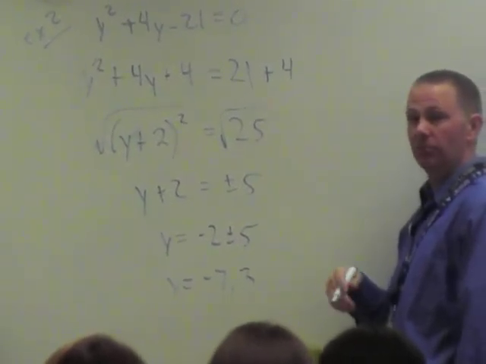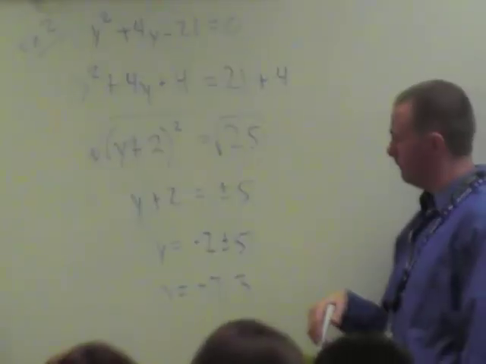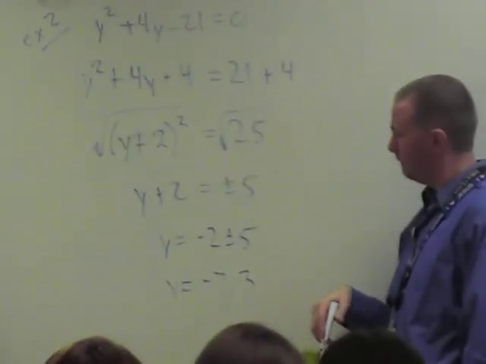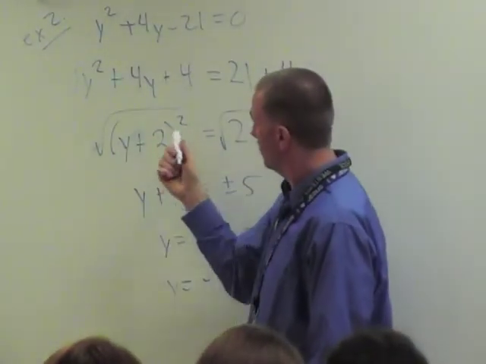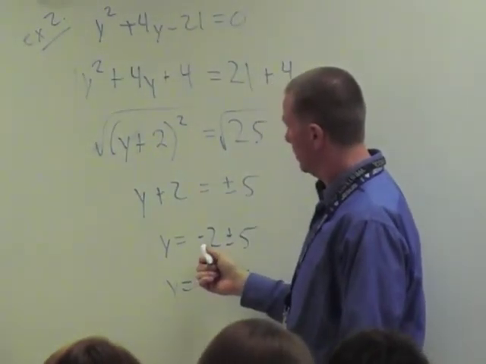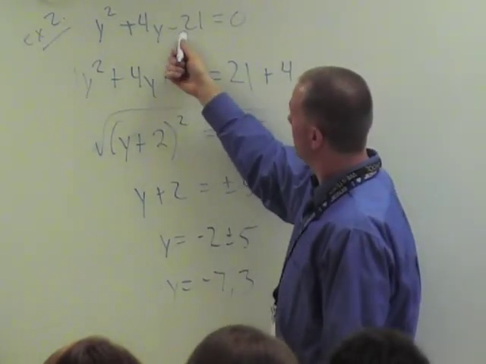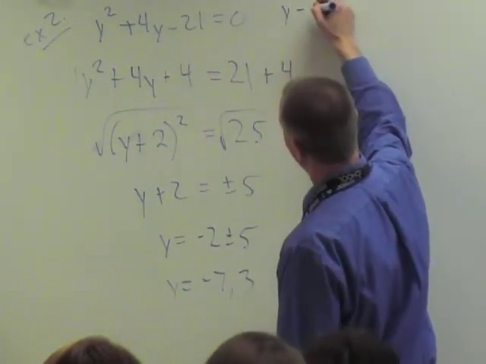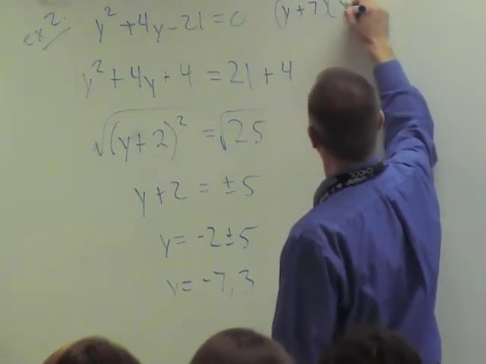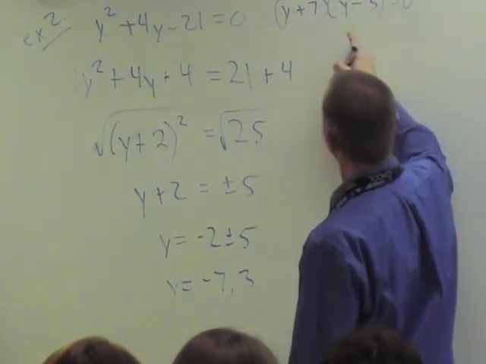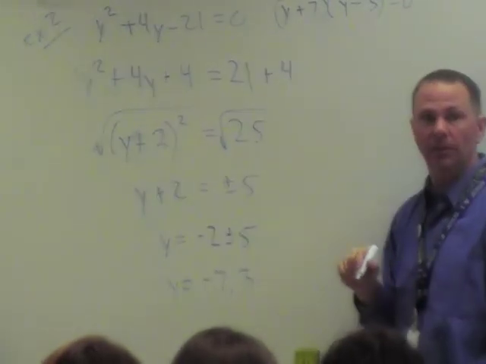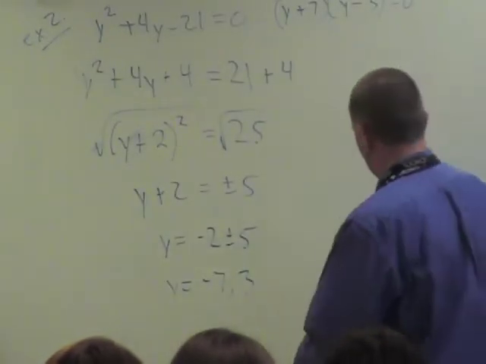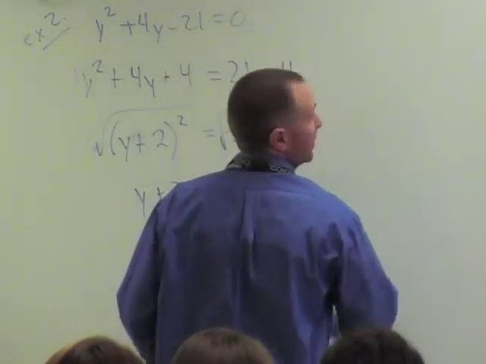Okay, ready for one that doesn't factor? Wait, if you factor that one, that could be y plus 7, y minus 3, right? Yeah. So my zeros would be negative 7 and positive 3. Okay. All right, two more examples, guys.